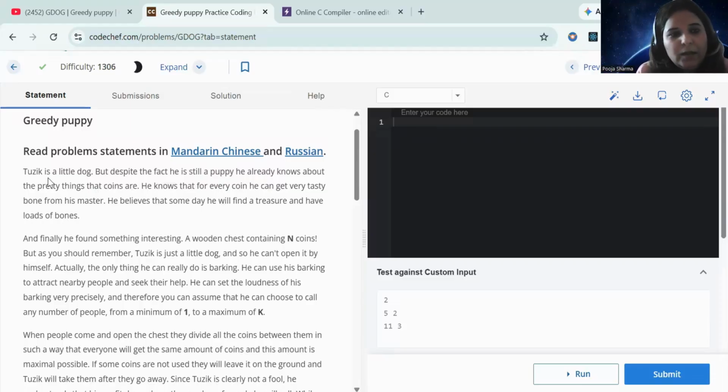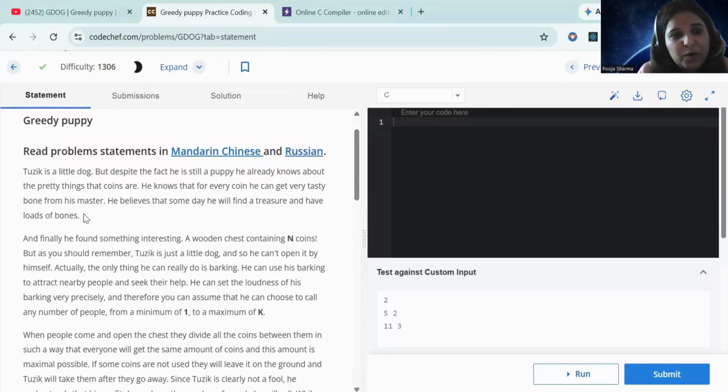So good morning. In today's session, we are going to discuss the Greedy Puppy problem. This type is difficult. You can say it is difficult, but there is a very easy logic behind it. So let's see what it says in this story.